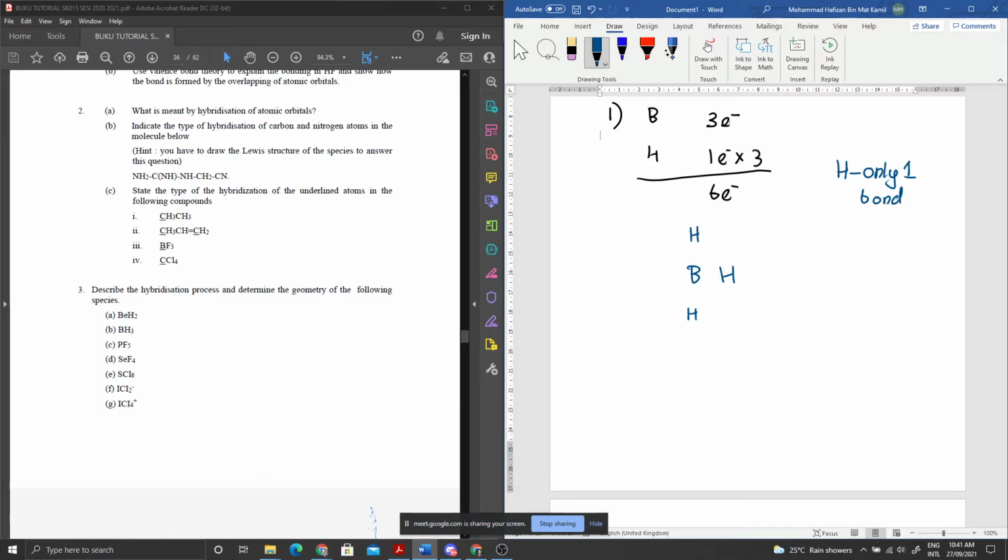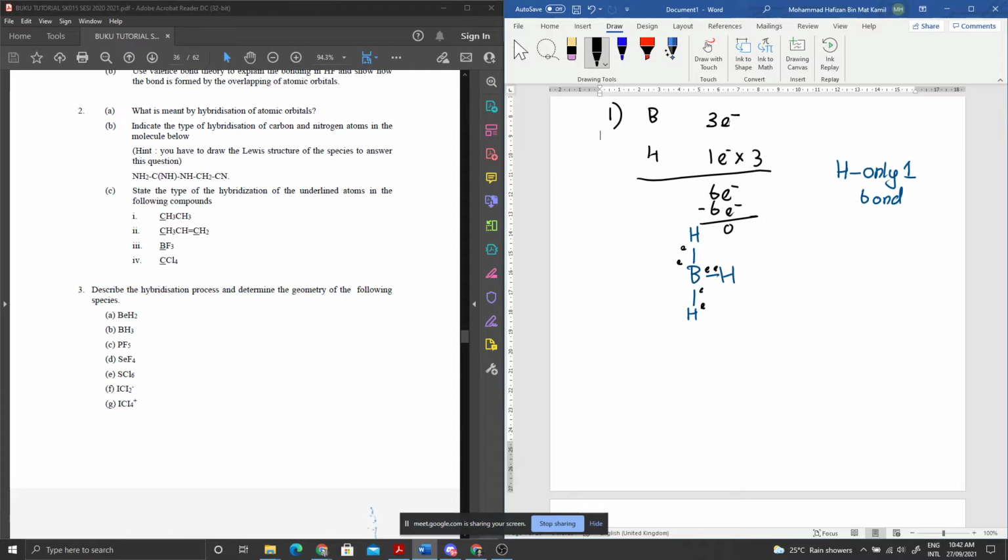Okay, so what's the next step? The next step is you draw the bonds, and then lepas you draw the bonds, okay, satu bond ada 2 electrons, right? Satu sini, satu sini, satu sini. So you have used a total of 6 electron, so tolak 6, dah habis 0. So that's complete lah. So our job is to use all of the valence electron and to make everything either duplet or octet. Okay, so kita dah habis electrons.